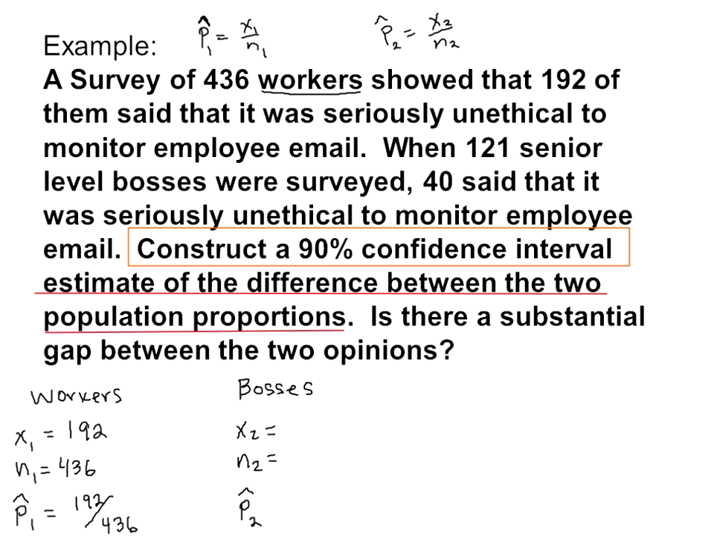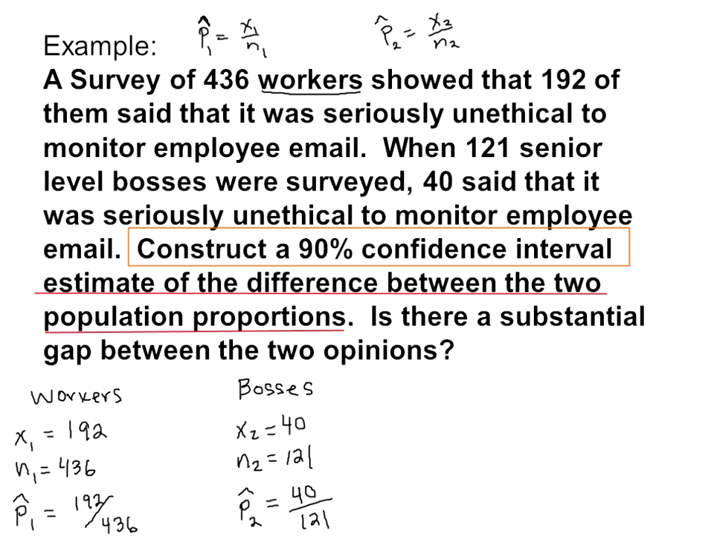121 senior level bosses were surveyed, and 40 of them said it was seriously unethical to monitor employee email. So 40 out of the 121. Sample size is 121. So can we come up with the percentage on that? P hat is x over n, so that's 40 over 121. Again, you want to keep it as a fraction because the fraction represents the exact proportion.